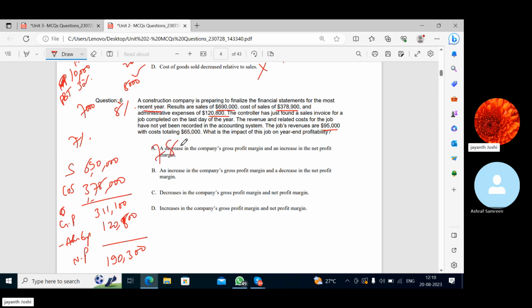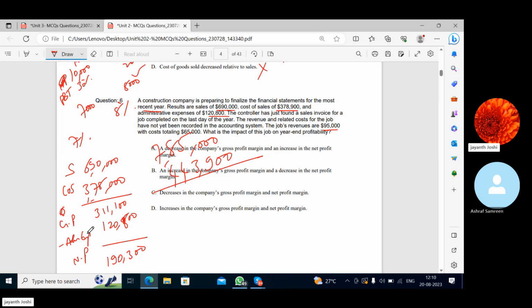It will become 7 lakh 85,000. Add 65,000 to this. It will become 4 lakh 43,900. Just calculate, then tell me the gross profit. Administrative expenses won't change. Why won't they change? This is a fixed nature expense.